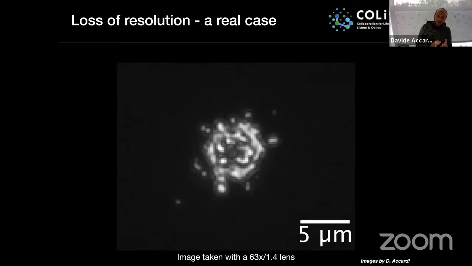So I took this image with a 63x 1.4 lens, so a highly resolving lens. And while we managed to resolve a certain portion of this image, these are all point sources of light, sub-resolution point sources of light. When they are too close, it's impossible for us to tell apart whether there are 2, 3, 4, multiple. So we cannot count the sources of light, simply because the diffraction patterns are overlapping too much, right?